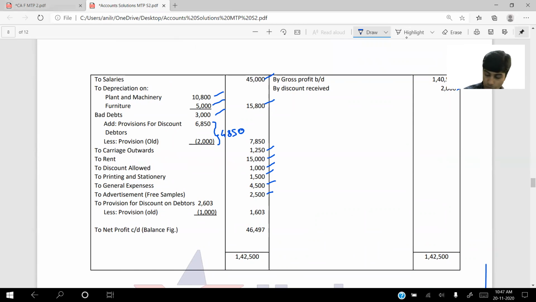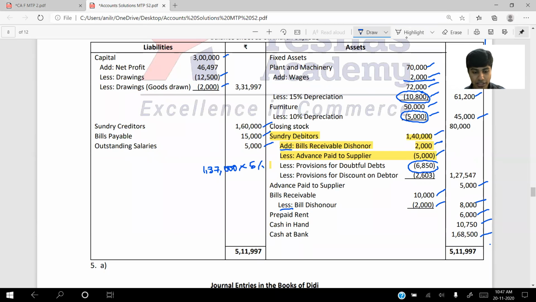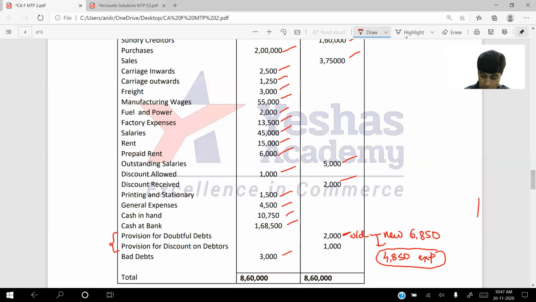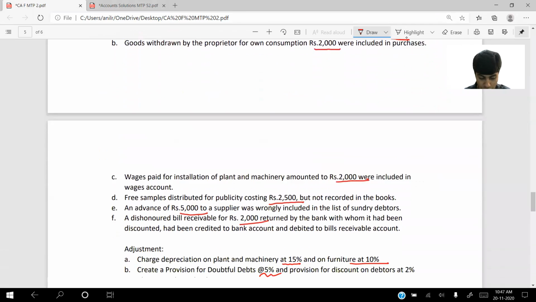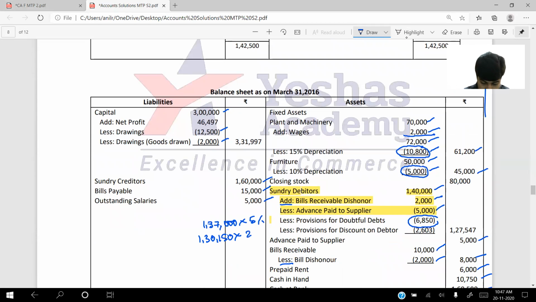Now let us see with respect to provision for discount. Okay, boss, 4,850 is done. Whatever that 6,850 is done. Now, if I take 1,40,000 plus 2,000 minus 5,000 minus 6,850, I'll be left with 1,30,150. On this 1,30,150, I'm supposed to maintain a provision for discount at 2%. At how much percentage? 2%. How much does that come to? That comes to 2,603, whatever they've written here.